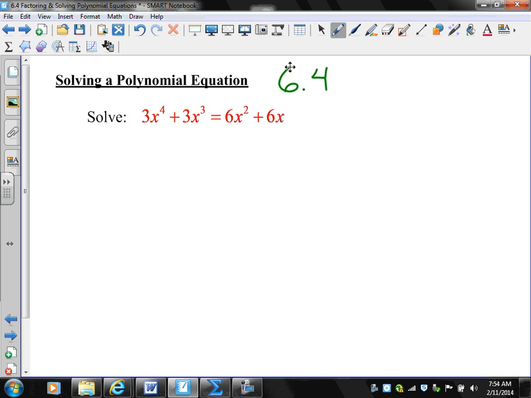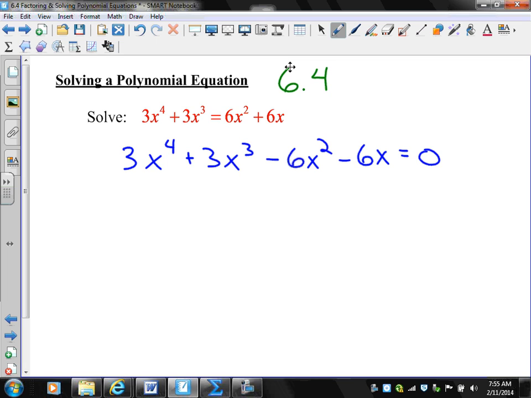So first of all, notice that we have more than one term with x, so I'm going to get all my terms on one side, and I'm going to write them in descending order. So I'm going to write 3x to the fourth plus 3x cubed minus 6x squared minus 6x equals 0. And now this is what we need to solve.